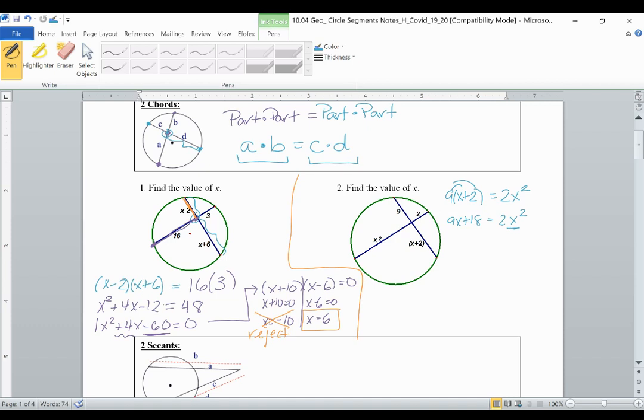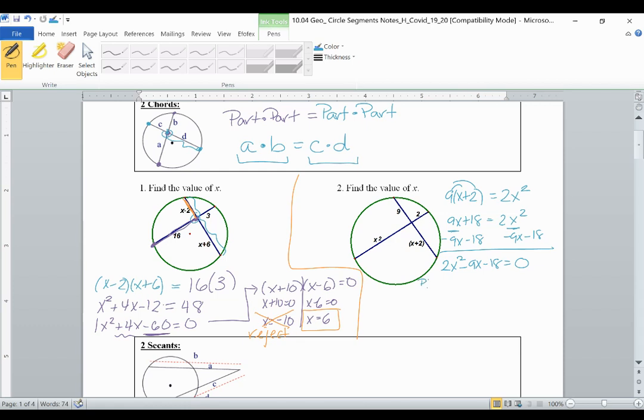I have an x squared and an x, so I want to get that equal to 0. So I'm going to subtract the 9x and the 18 over to the other side since I want to keep my x squared positive. So now I have 2x squared minus 9x minus 18 equals 0. Now here I have a 2 in front of my x squared, so this is when, and no GCF, here's where I want to use P's and C's.